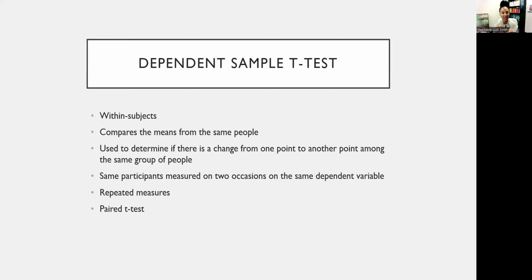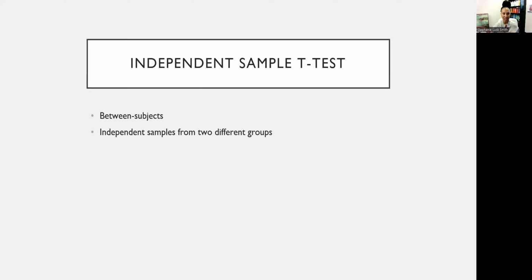So we're using the mean of the addiction severity index at entry, and then we're using the mean of the addiction severity index at discharge, right? So independent sample, 2 separate groups, right? The mean of group 1 versus the mean of group 2.